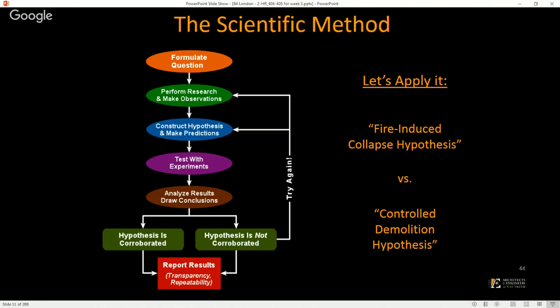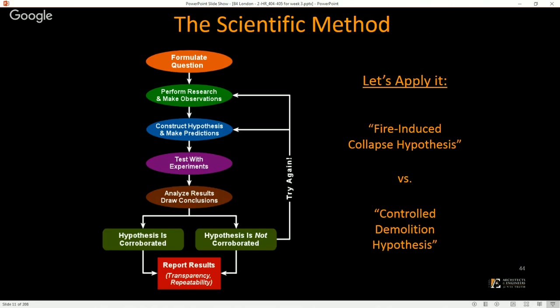We do some background research, we make observations, we construct a hypothesis or several hypotheses, the ones that are the most rational. What are they? Well, maybe fire, maybe explosions, since there's evidence of explosions. All the hypotheses are laid out, and we look at them dispassionately, objectively. We test them, having made predictions about them. We test those predictions with experiments. If this is true, what else could be true? Analyze the results, we draw conclusions.